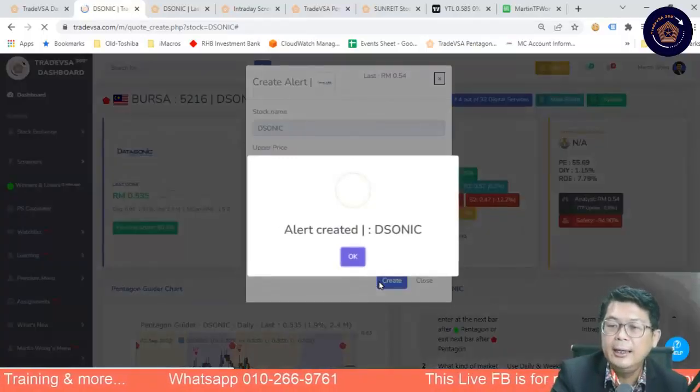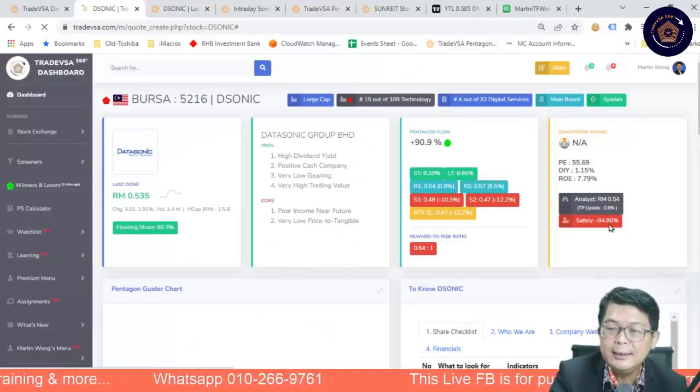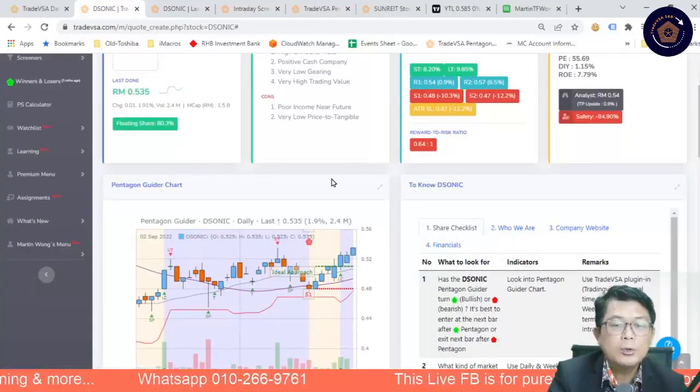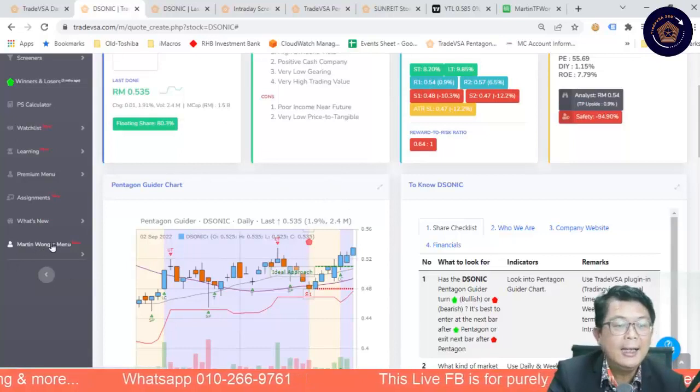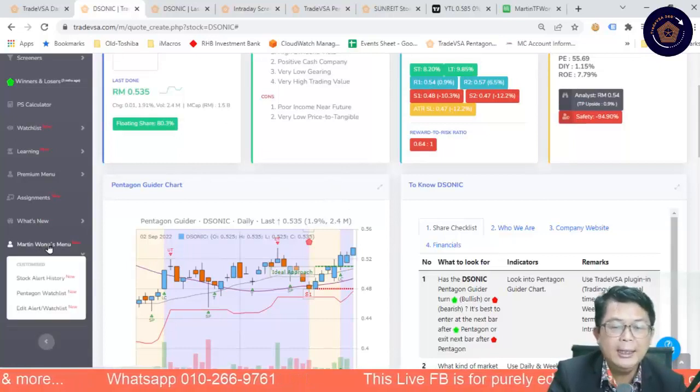So we just create that, and that goes into a list here, and I'll show you how to check. Also, in this newer version, you can see there is your own menu set in here. There are all three of them in here. This is something new that will be released on the 9th.